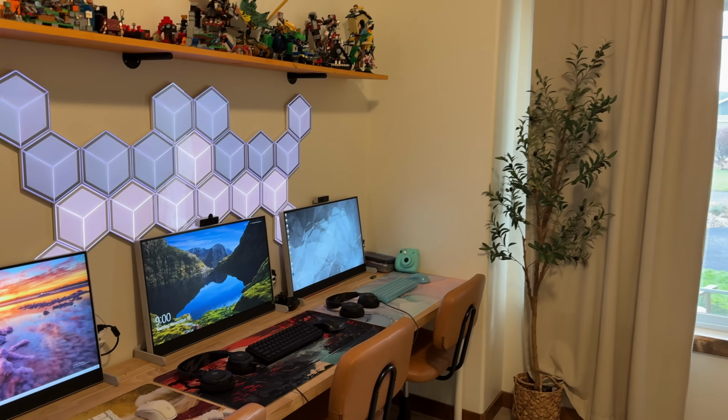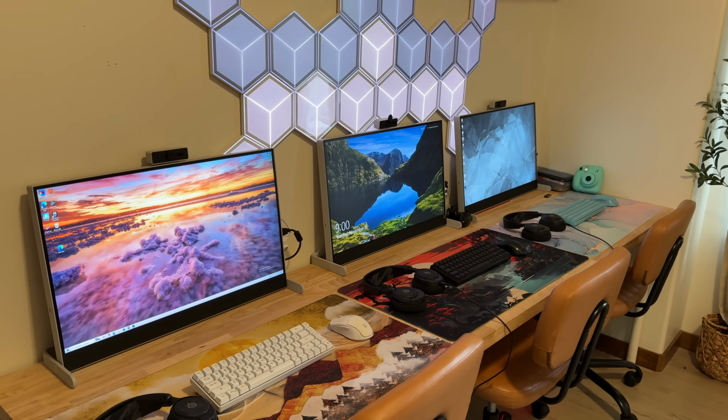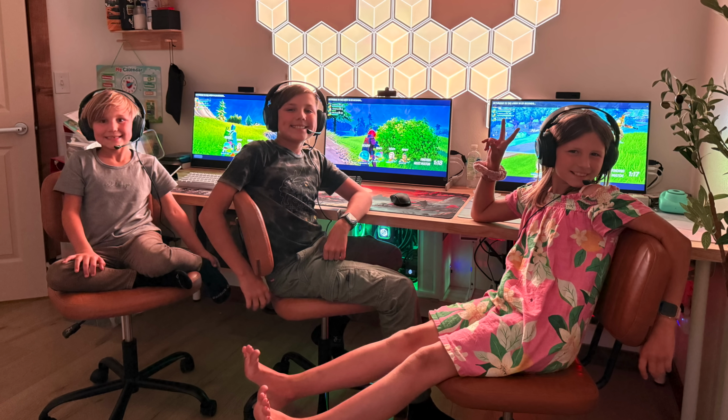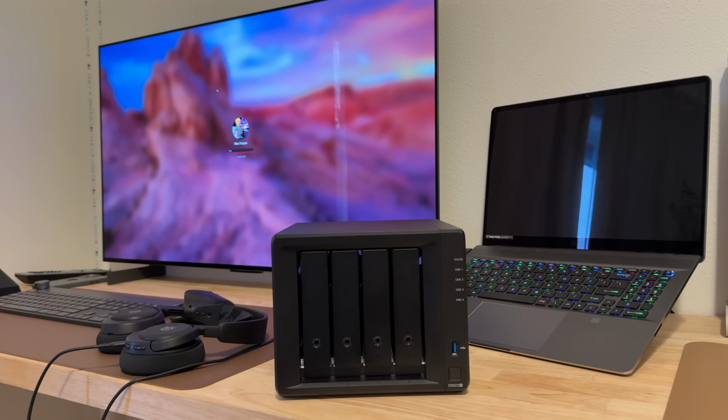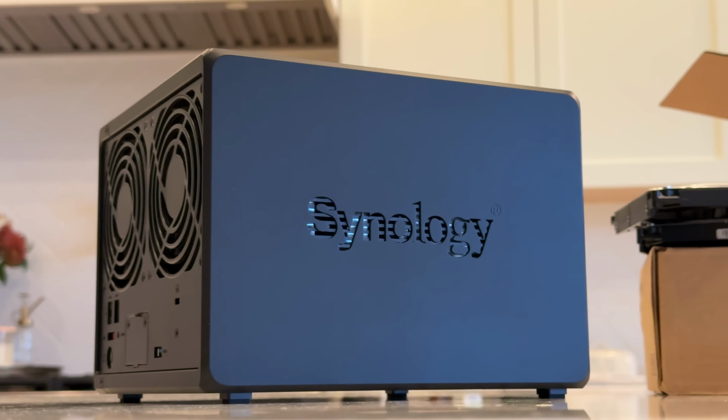Are you tired of paying for cloud storage? Well, I am too. And with our new office setup at home for my kids that are getting way older now, they have their own portable devices and their own PC setups, I need a solution at our house. And that is where the DS923 Plus comes in from our partner Synology.